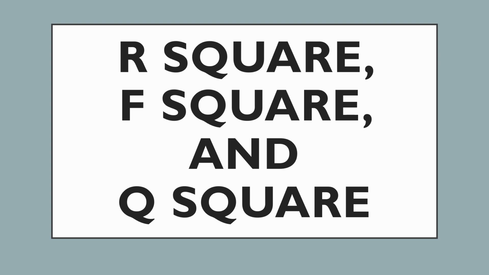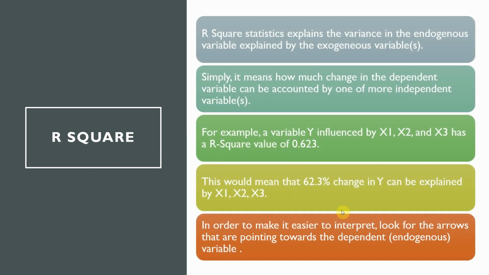In this section, we are going to talk about R square, F square, and Q square. Now, what is R square? R square statistics explains the variance in the endogenous variable explained by the exogenous variables. Simply speaking, it means how much change or how much variance in the dependent variable can be accounted for by one or more independent variables.